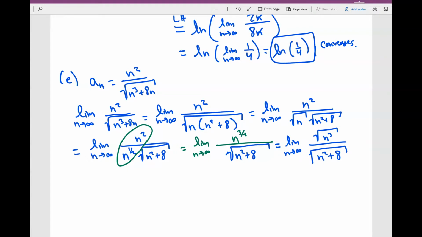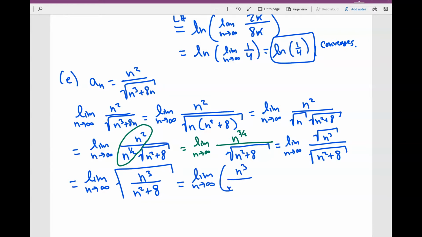Okay, notice that you have a square root on the top and a square root on the bottom. So I'm going to have the limit as n goes to infinity. This is going to be equal to the whole square root of n cubed over n squared plus 8. Now, a square root, we can always write it to the power of 1/2. So I'm going to have the limit as n goes to infinity of n cubed over n squared plus 8 to the power of 1/2.